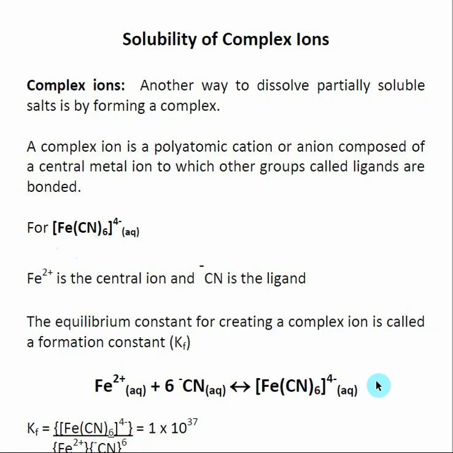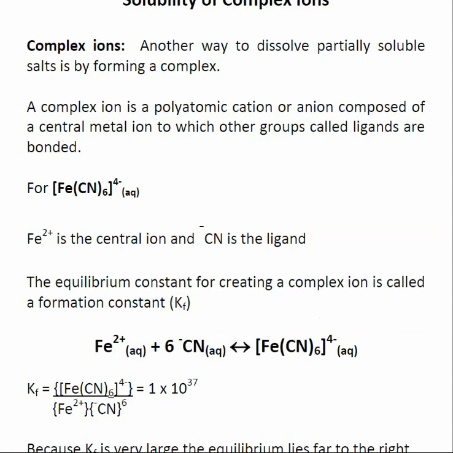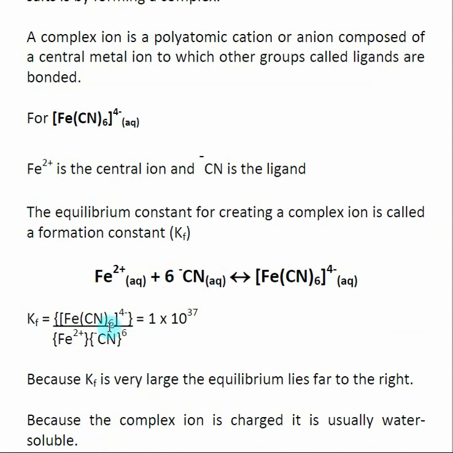The formation of a complex is a specific reaction, and they give it a specific equilibrium constant called K sub f. So to form this complex ion, this is the reaction where Fe2+ reacts with 6 cyanides to form our complex. And if we want to look at the equilibrium expression for this, it's products divided by reactants. And we need to remember that the 6 in front of the cyanide gets carried down to our equilibrium expression. And K sub f for this reaction is 1 times 10 to the 37th.